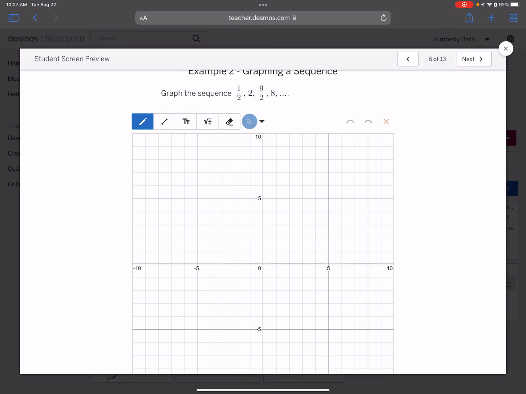So looking at example 2, I'm just going to write this on here first. My sequence, I'm going to make a table for n and a sub n. N is just your position. So in my first position, I have the term 1/2. Second position, I have the term 2. Third position, I have the term 9/2. And then fourth position, I have the term 8. So when I'm plotting these points, my x value is my n, my y value is my a sub n. So I have the point 1, 1/2.